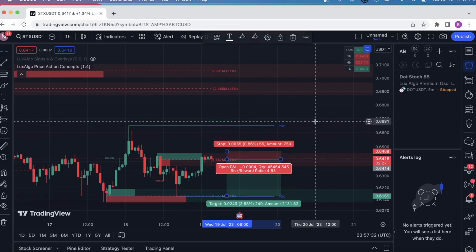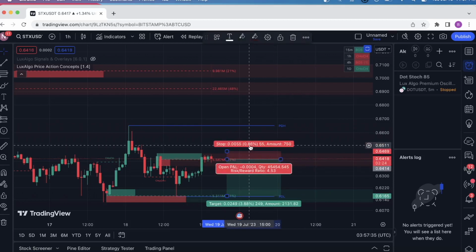So this would give me, I would risk 0.86%, so less than 1%, to gain almost 4%. Risk reward ratio of about, for every one I risk, I could potentially gain 4.5.